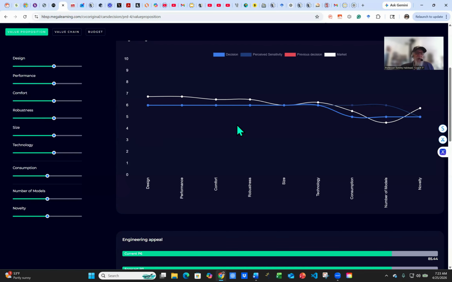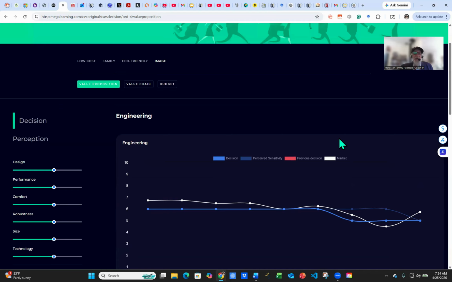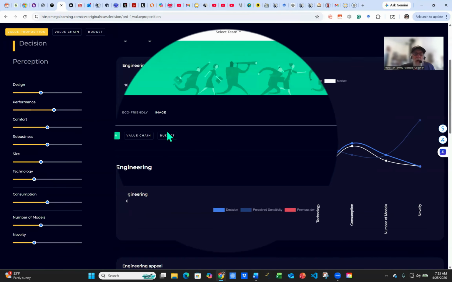But when you get to things like robustness, technology increases your field failure rate. Let's see number of models here. What are we at with number of models and how did that work? Yeah, a little bit of overinvestment in number of models. It's not killing them. They can do a little bit better by being careful of that because it drives CapEx a lot. We won't worry about marketing. And then go to budget.